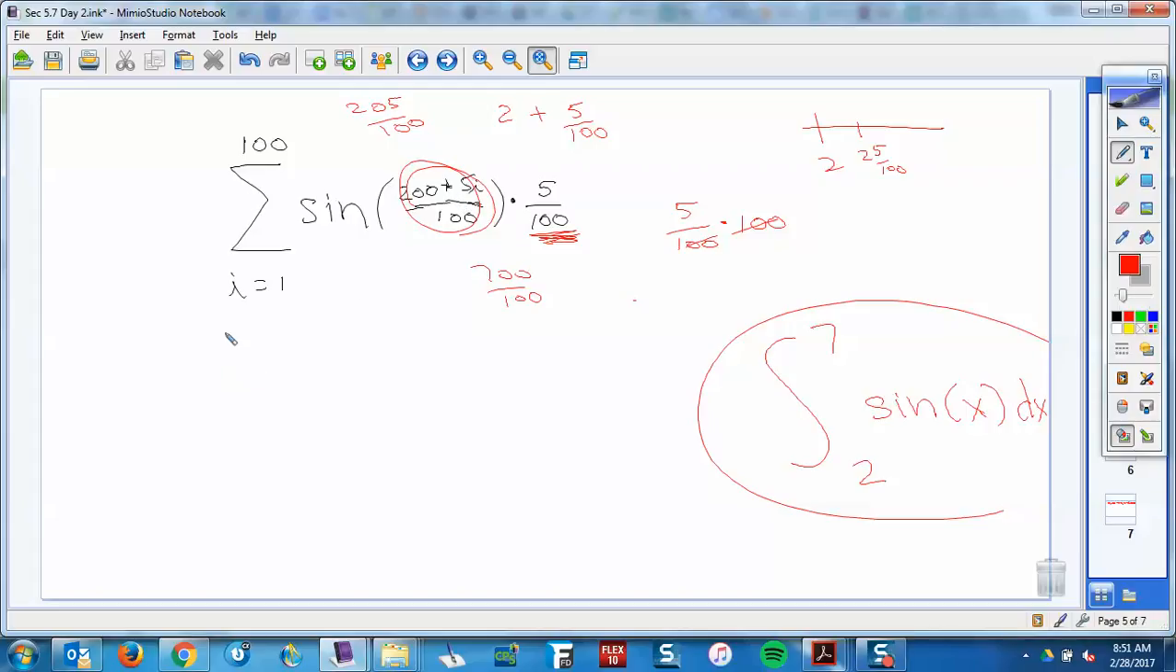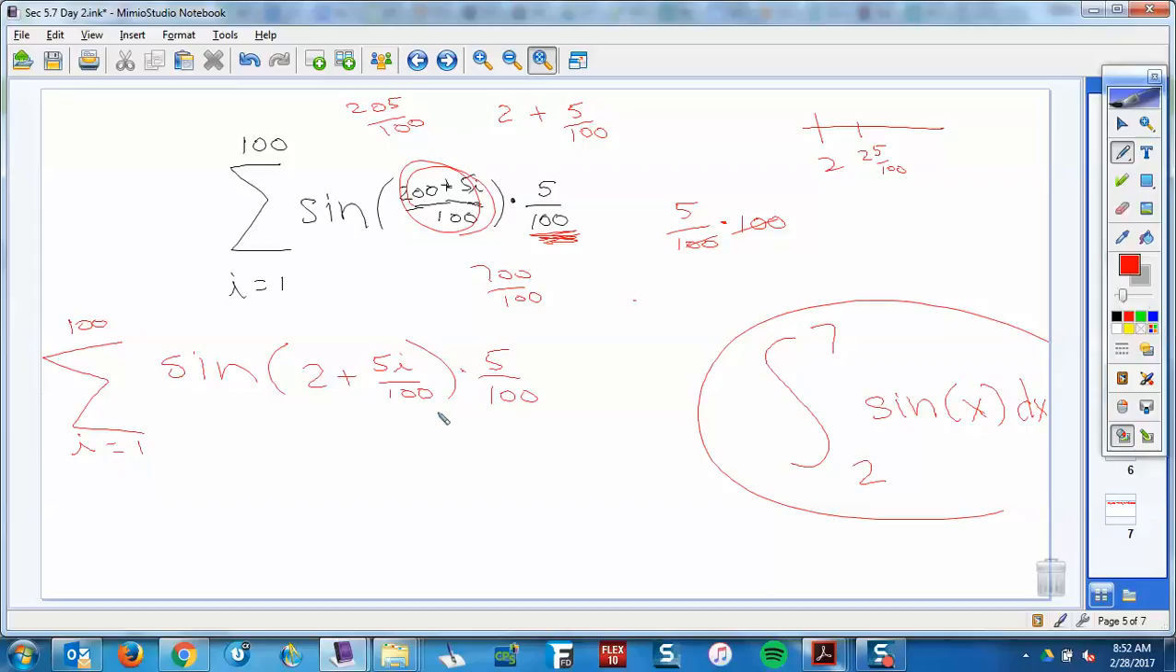Now, let's say somebody else thought to write that as sine of 2 plus something, which actually Max did a little bit, right? Let's say you had written it this way. With me? Now, when you plug in your 1, you get 2 plus 5/100. Then you get 2 plus 10/100, 2 plus 15/100, right?